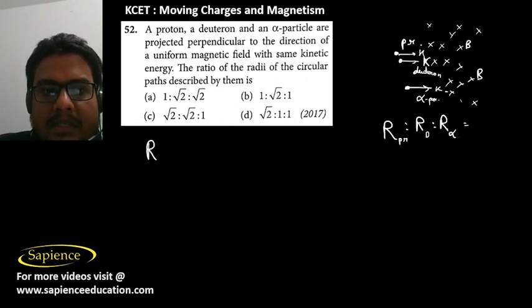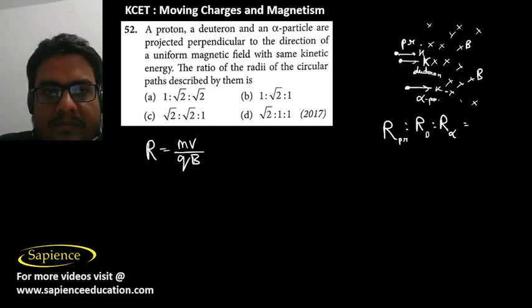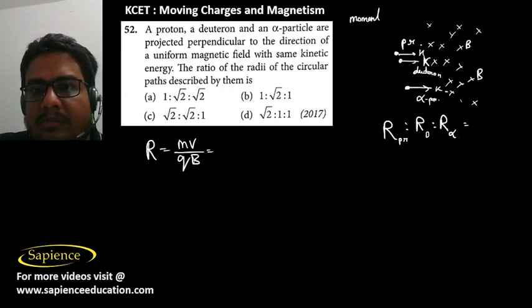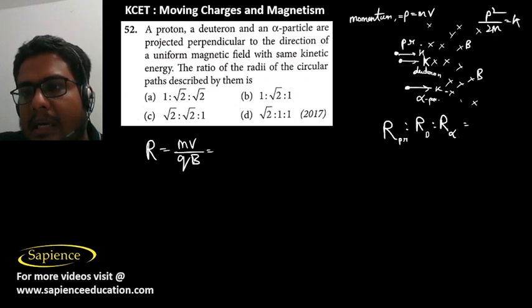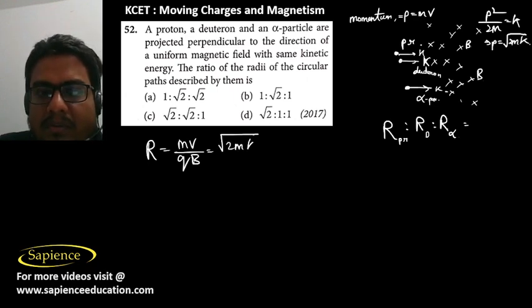So the radius of any charged particle in a magnetic field is given as mv by qB. We know that the momentum of the charged particle, p, is given as mv, and p square by 2m is equal to kinetic energy. So p is equal to the square root of 2 times mass times kinetic energy. So the radius is square root of 2m into kinetic energy by qB.